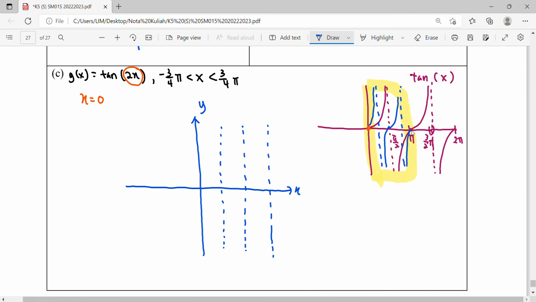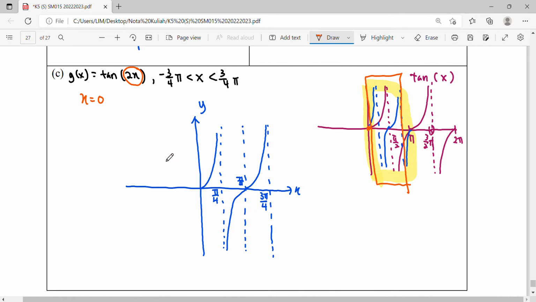So for 0 up to pi over 4. So this part for 0 up to pi over 4. Continue. Here will be pi over 2. And then continue. So here will be our 3 pi over 4. So our graph will just show until here, this part only. So the rest of it, we don't need to show. Okay, so we are done from 0 to 3 over 4 pi.